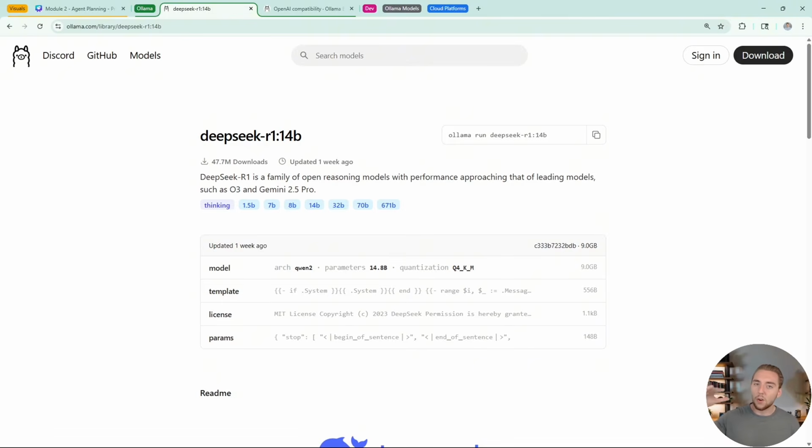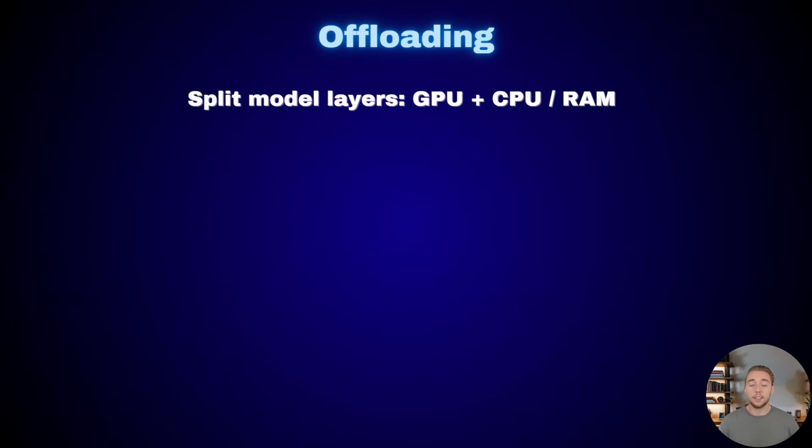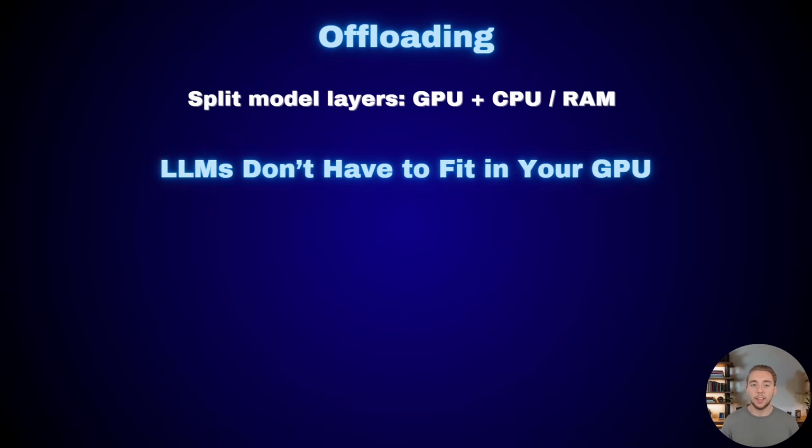It's important to know how that works, but yes, generally stick with a Q4 of the largest LLM that you can run. The next concept that is very important to understand is offloading. All offloading is splitting the layers for your large language model between your GPU and your CPU and RAM. It's kind of crazy, but large language models don't have to fit entirely in your GPU.